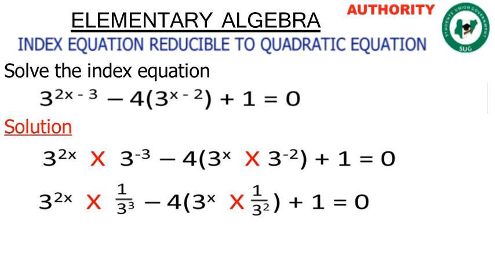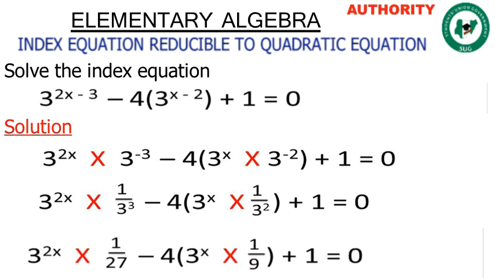Now let's go. We are having 3 raised to power 2x times 1 all over 3 raised to power 3, which is the same as saying 3 times 3 times 3 into 3 places. So 3 times 3 will give us 9, and 9 times 3 will give us 27. So we'll be having 3 raised to power 2x times 1 all over 27. Minus 4, you open bracket, 3 raised to power x times 1 all over 3 raised to power 2, which is 3 times 3, it will give us 9. So we'll be having 1 all over 9, close the bracket, plus 1 is equal to 0.